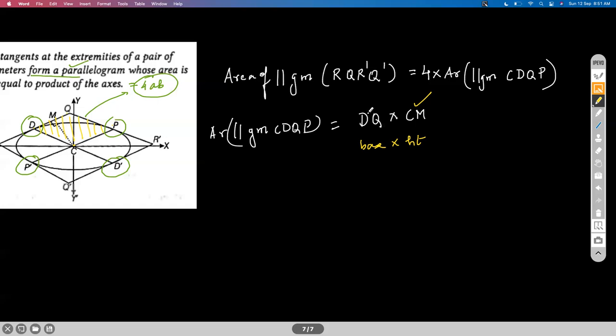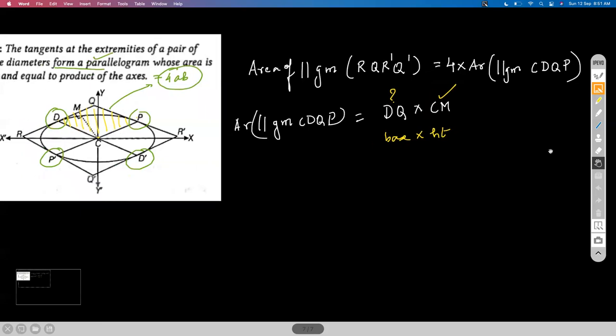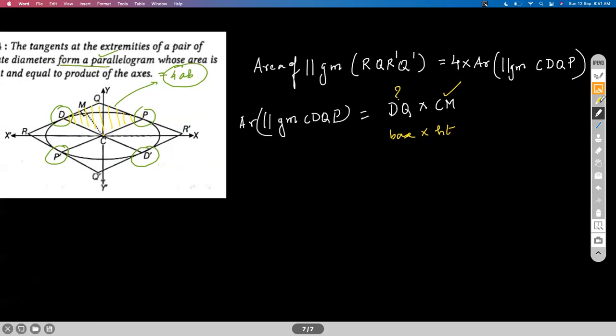But how would you find DQ? Because Q position is not known, right? How would you find DQ? Anybody can suggest me that? CM is easy to find.